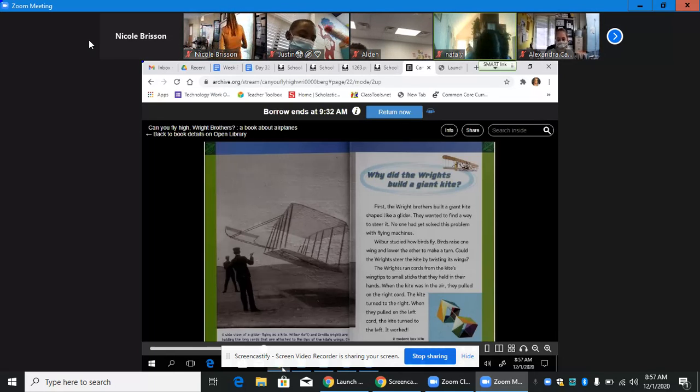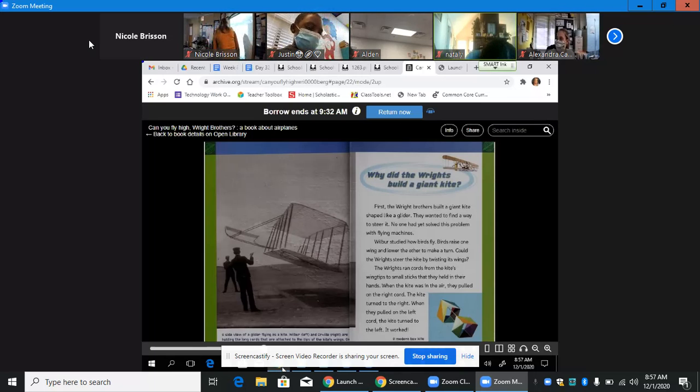All right, and you can see this photograph is a side view of a glider flying as a kite. Wilbur and Orville are holding the long cords that are attached to the tips of the kite's wings. Once the kite was in the air, they steered it by lowering one wing or the other. So they steered the glider like a kite.